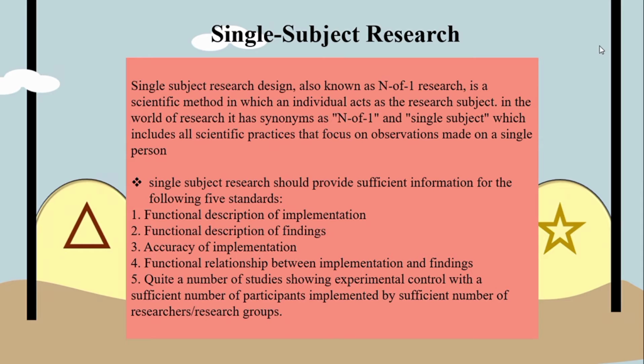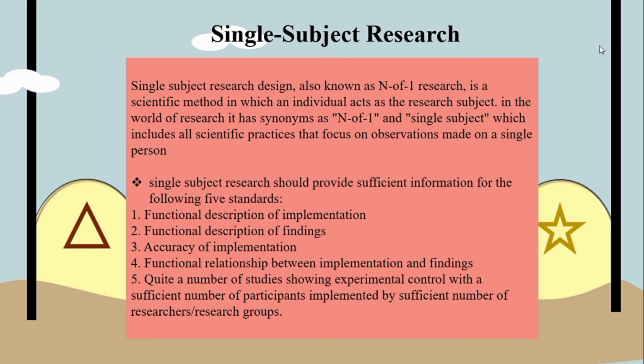Next is about single-subject research. Single-subject research design, also known as N-of-1 research, is a scientific method in which an individual acts as the research subject. In the world of research, it has synonyms as N-of-1 and single subject, which includes all scientific practice that focus on observation made on a single person.